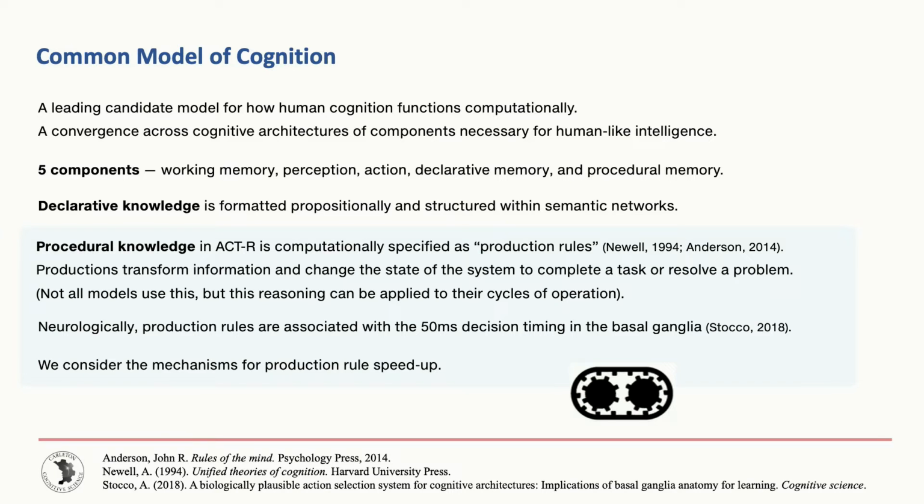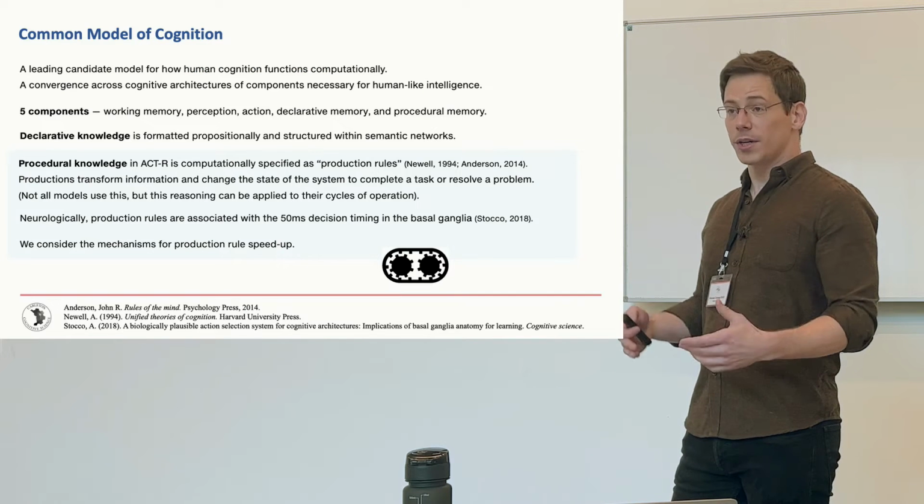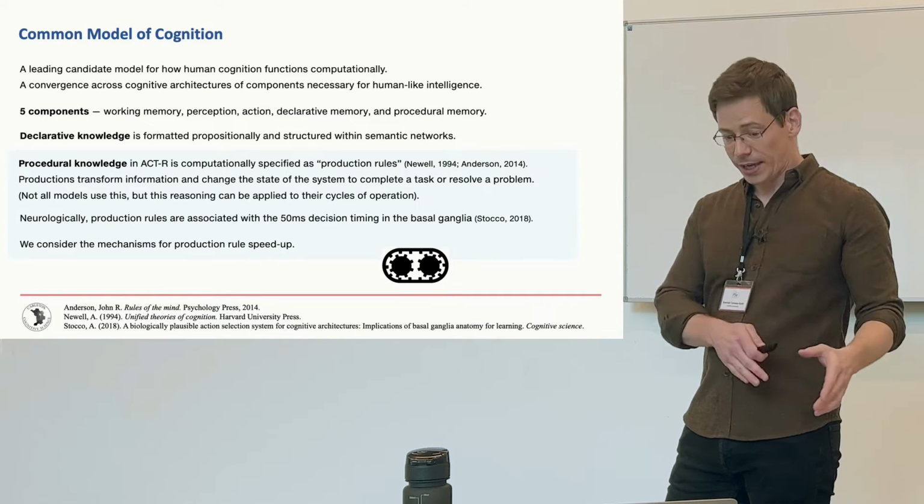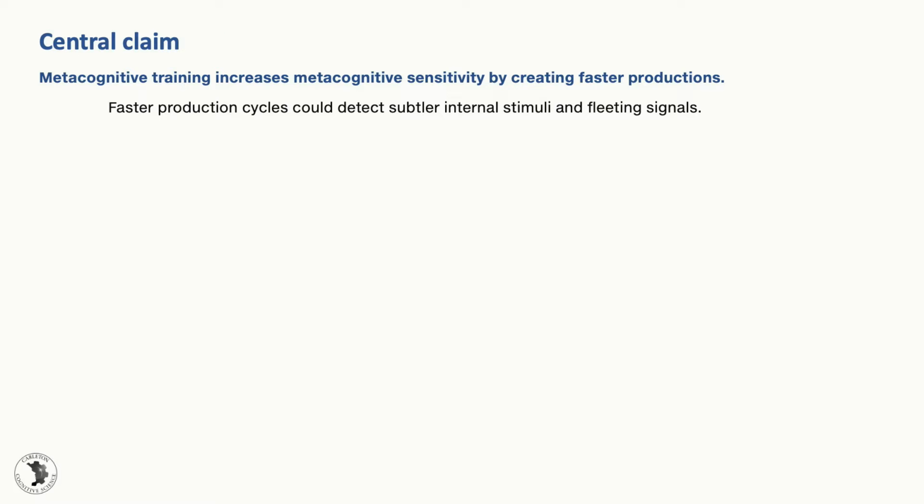We're representing them as these little gear icons, these little conveyor belts that move the system. They resolve a problem, they complete a task. These are production rules, they're implicit knowledge. And so this is how we're going to try to understand metacognitive sensitivity. Neurologically, production rules are associated with the 50 millisecond decision timing in the basal ganglia. And so we're considering the mechanisms for how productions can be sped up.